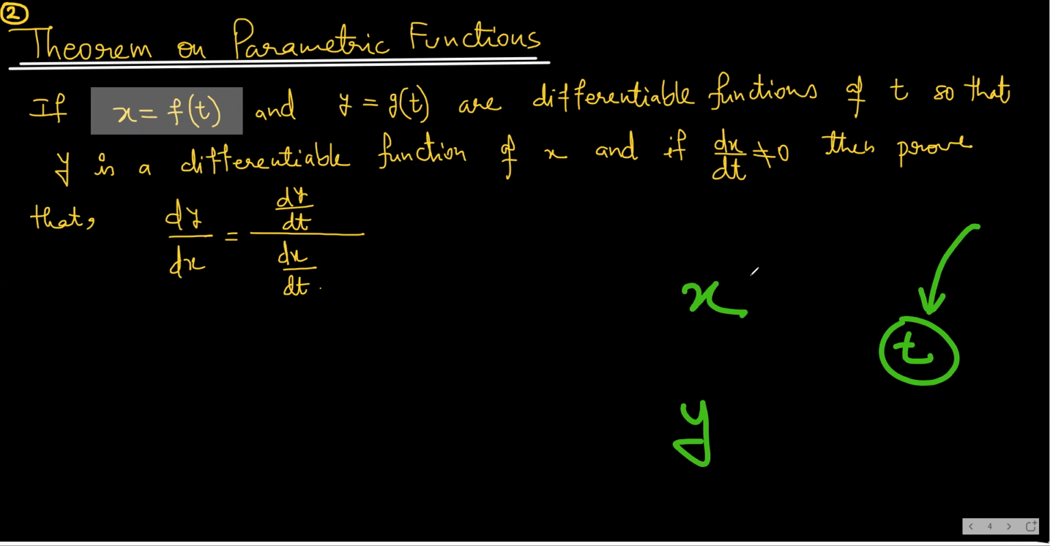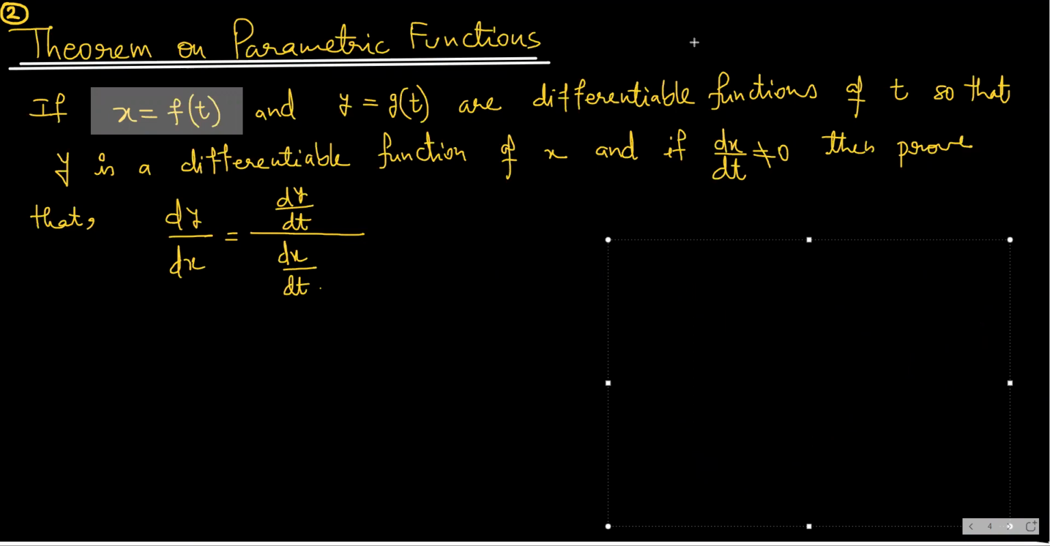Why? Because x is a function of t. It is clearly said x is a function of t. So definitely there will be a change in t, then only the change in x. And y is also a function of t. So there is a change in t, then only there will be a change in y. So the basic variable here is t. And once I know the basic variable, you know what is my next step.